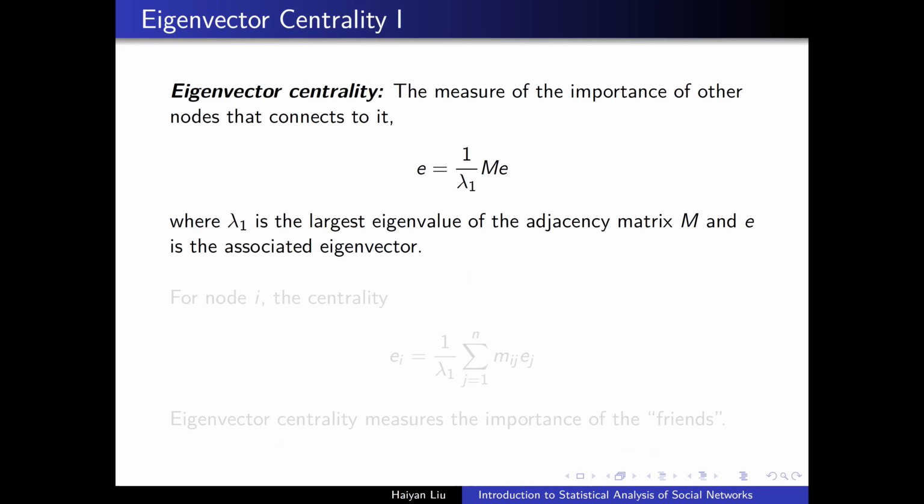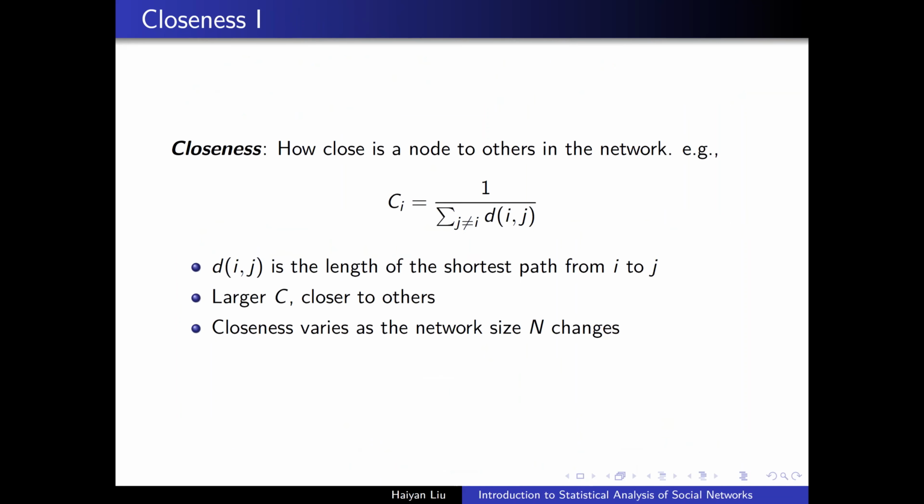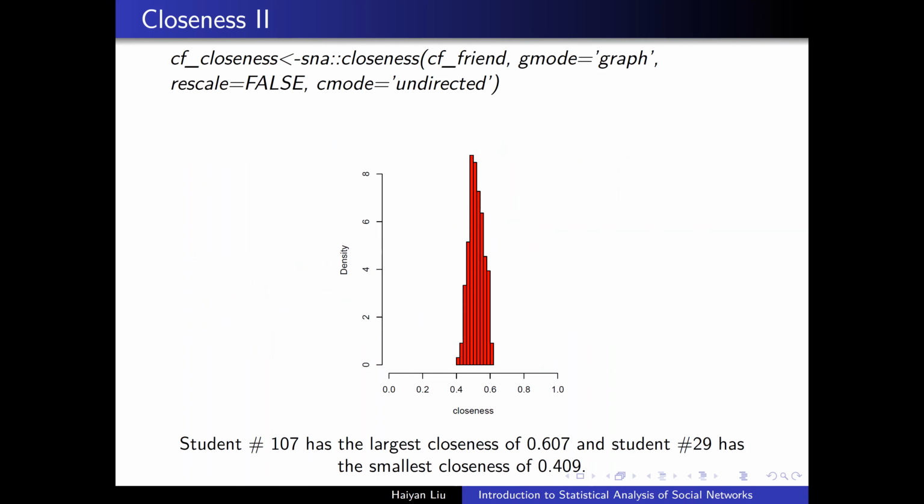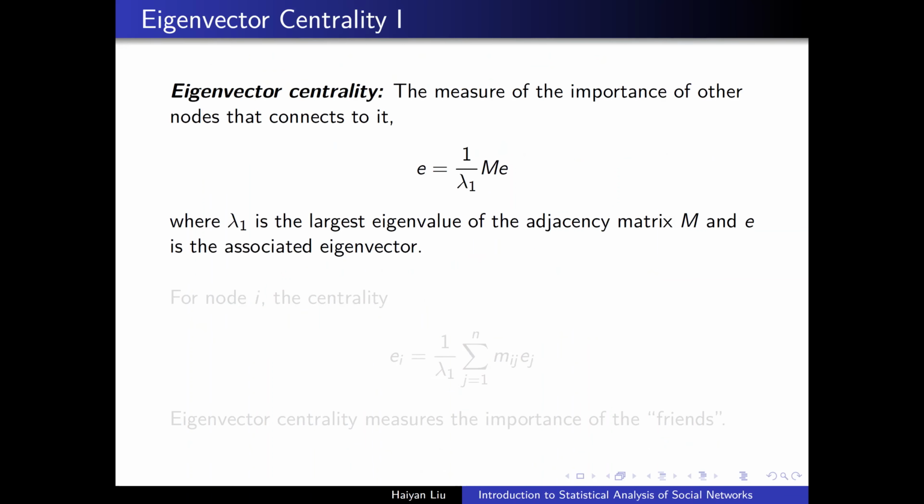So we talked about the different centrality measures: degree centrality, betweenness centrality, and closeness centrality. Those all try to describe the position of an actor in the network from a different point of view. Next, we will talk about eigenvector centrality.